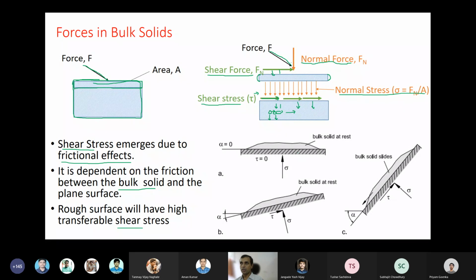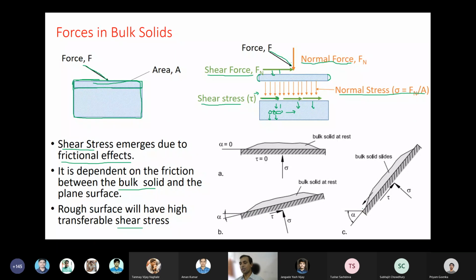Let's take a simple example. We have a plate and we have stored the bulk material. In the horizontal direction, the solids will not move. Let's say we have inclined it slightly, as in diagram B. Still, there is no flow of the particles.